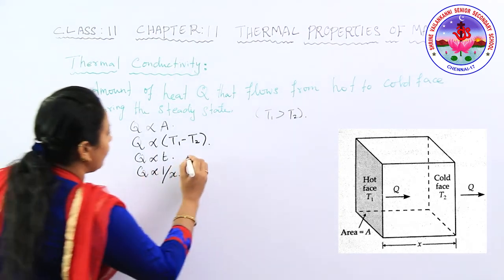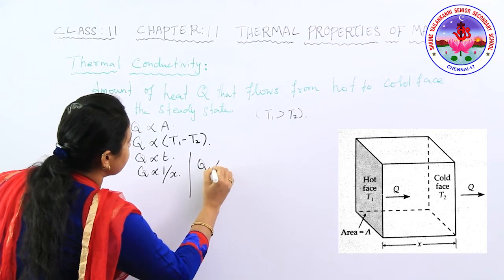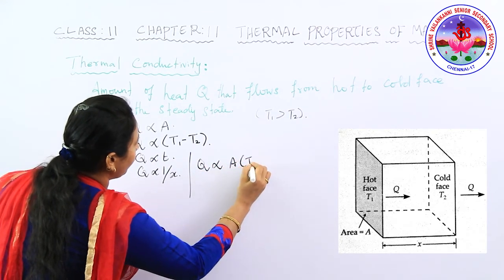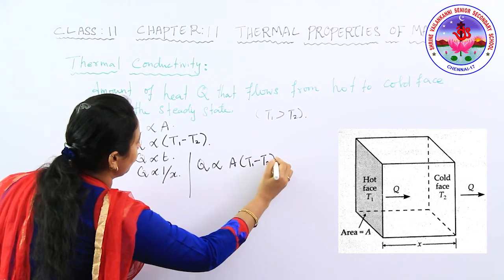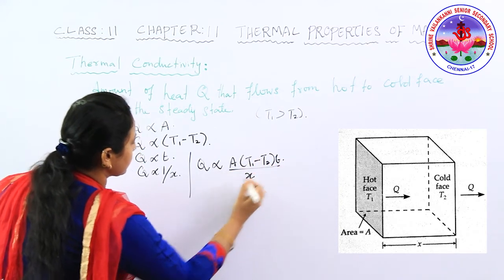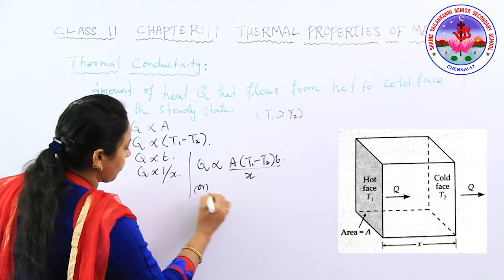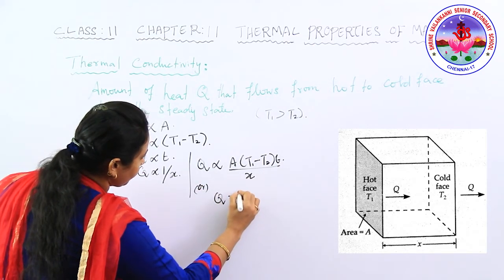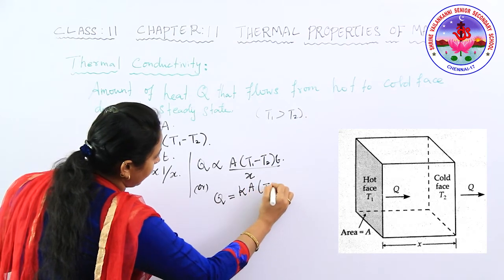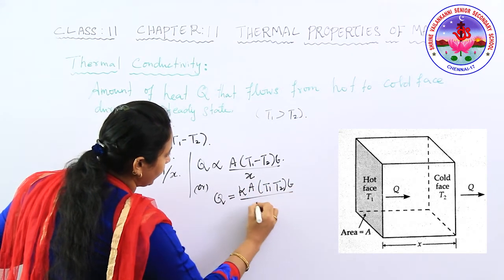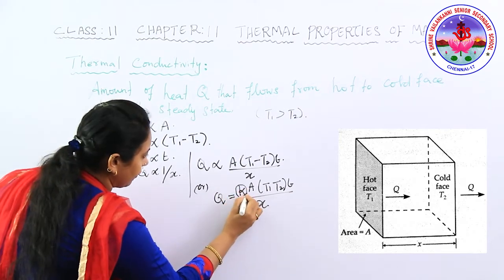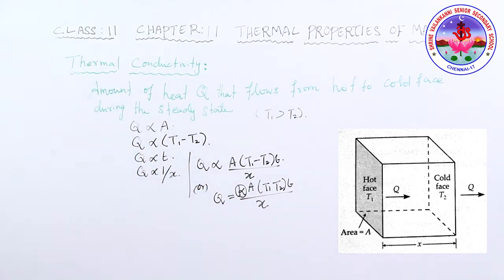So here we can write Q, which is directly proportional to A (T1 minus T2) into t, whole divided by x. Or else we can write Q equal to K A (T1 minus T2) t divided by x. This K, we can say, is the proportionality constant, the thermal conductivity. So the coefficient of thermal conductivity K depends on the nature of the material, right?